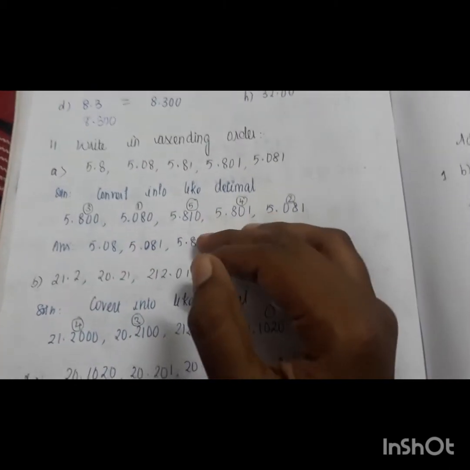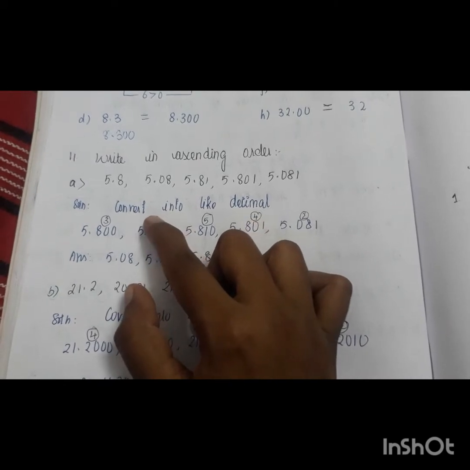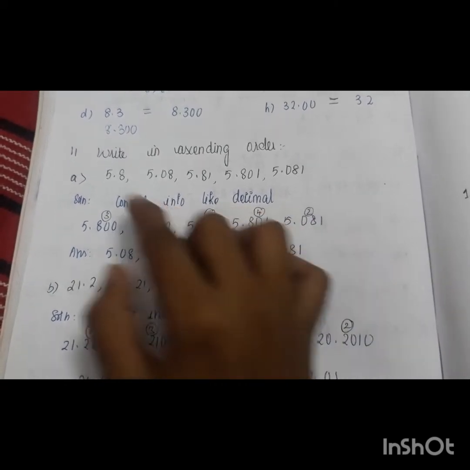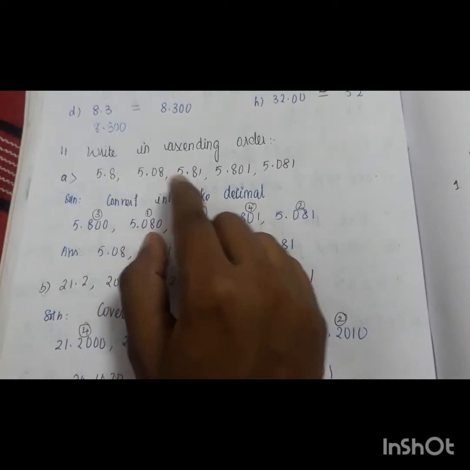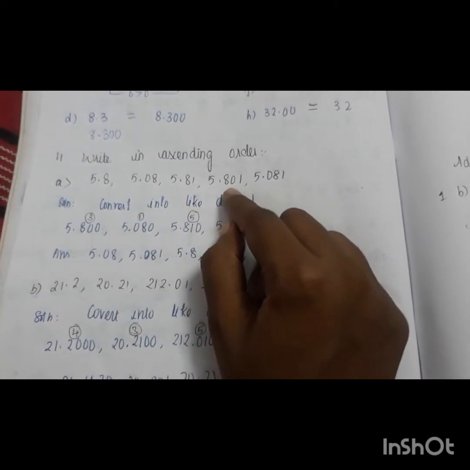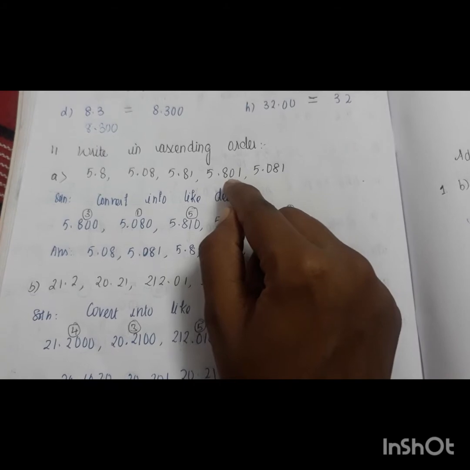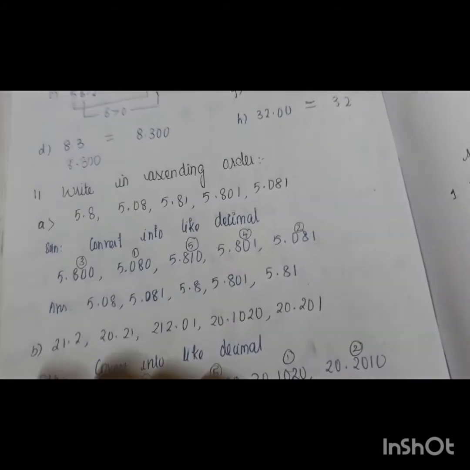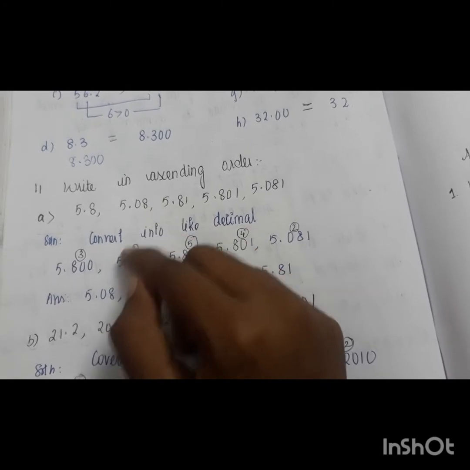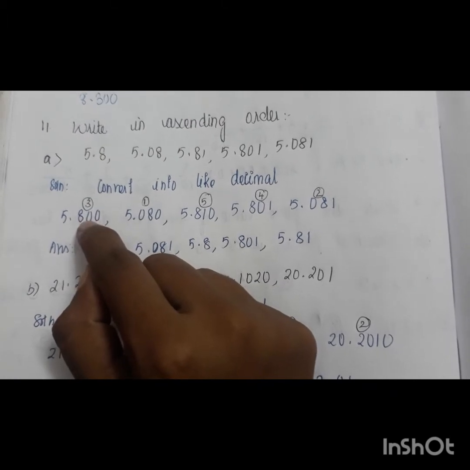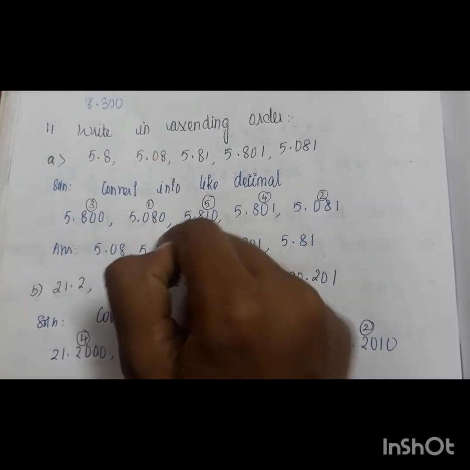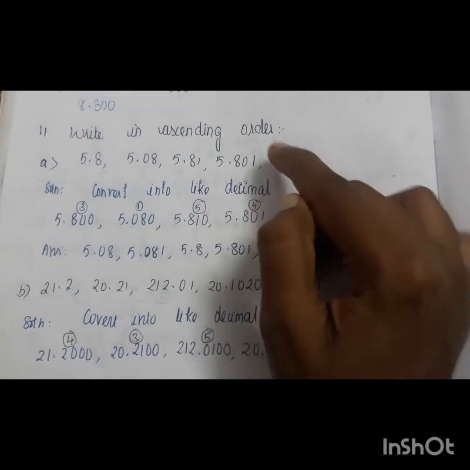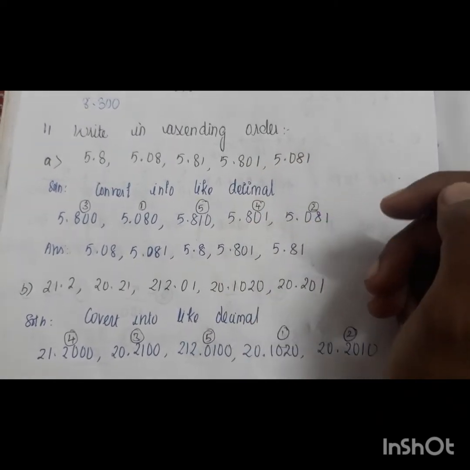So similarly here also in this question, first step, we have to convert into like decimals. See here, 5.8, in the decimal part one digit is there, here two digits, here two digits, here three digits in the decimal part. So the maximum number of digits is 3, right? So these numbers also you have to convert into like decimals. You need to add 0 at the end for making it 3 digits in the decimal part. So 5.800, here 5.080, here 5.810, then here already 3 digits are there, so you can write like this.